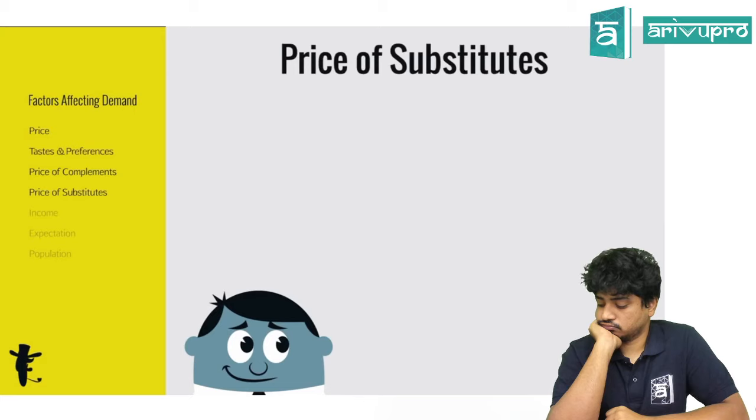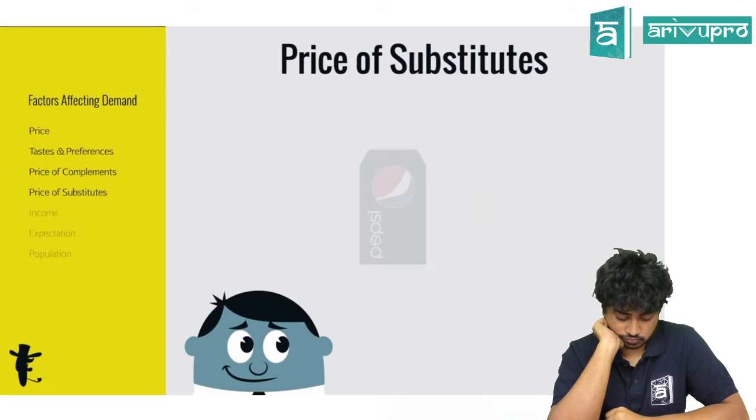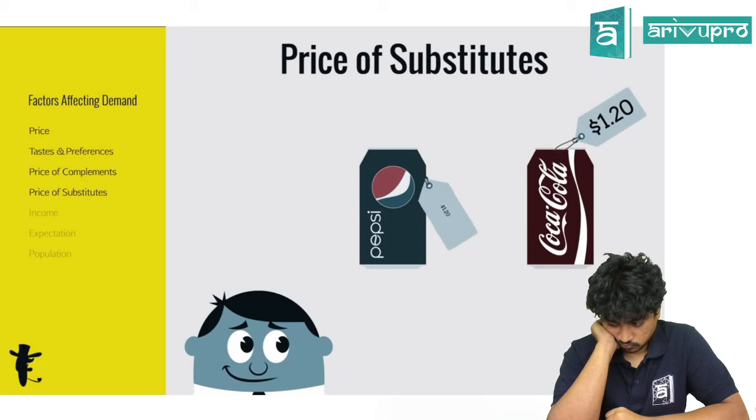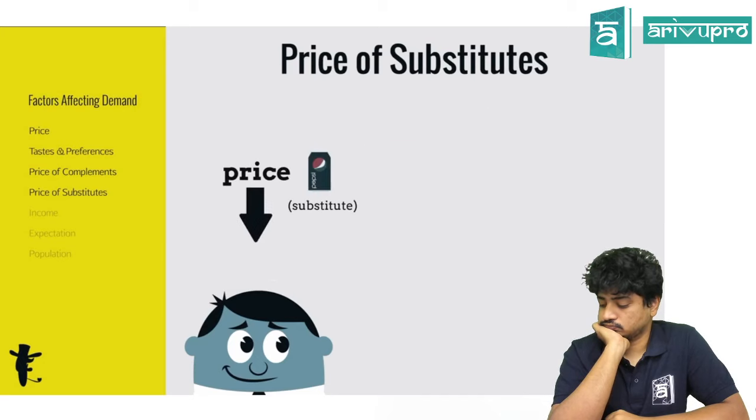Price of substitutes. Substitutes are goods that are bought for the same purpose. For instance, Pepsi and Coke are substitutes. When the price of Pepsi drops, we'll start to think, hey, let's buy fewer cans of Coke and switch to Pepsi. They're the same thing anyway. So when the price of Pepsi drops, demand for Coke decreases.